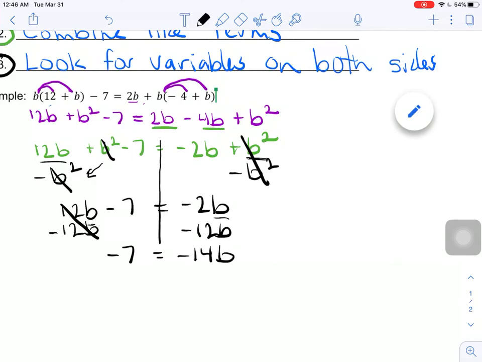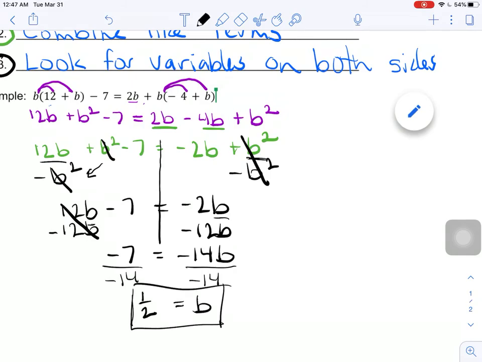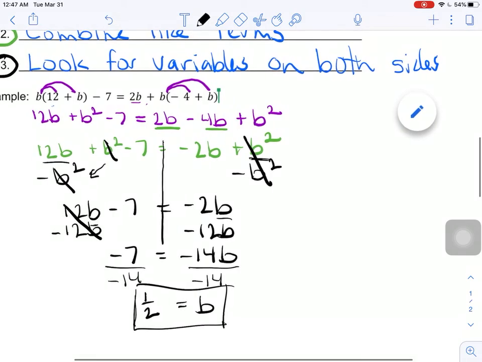So hopefully from here you know exactly what you should do, and that is to divide both sides by negative 14. Now in this case, this doesn't work out to a whole number, it works out to a fraction, but we know a negative divided by a negative is a positive, so we know our final answer is going to be positive. If you wanted to leave that in fraction form, you could just reduce that. 7 over 14 is 1/2, so b is 1/2.